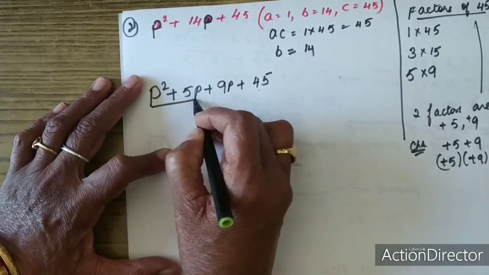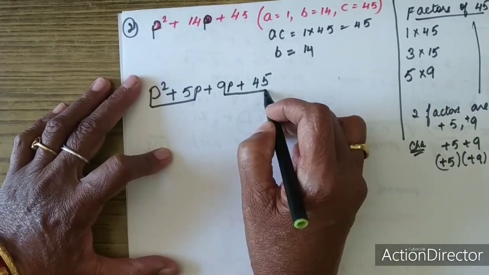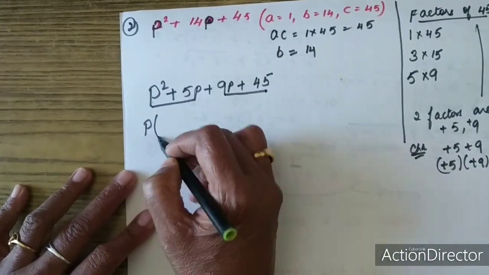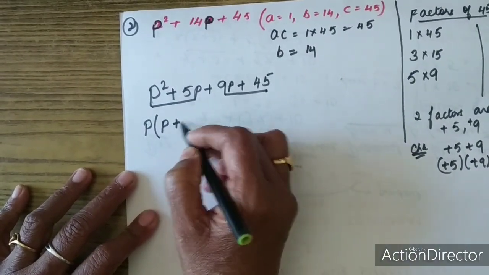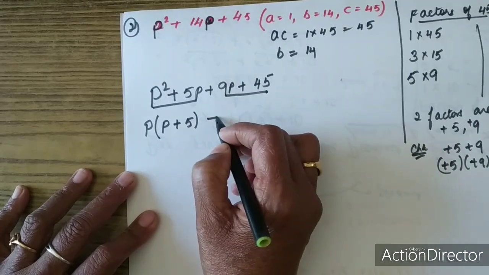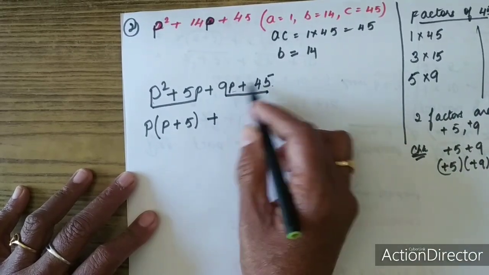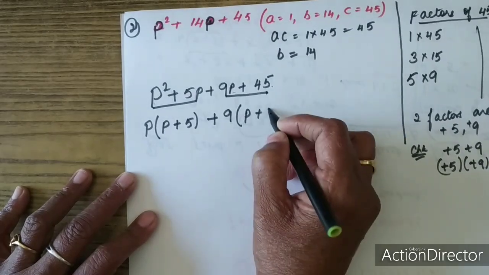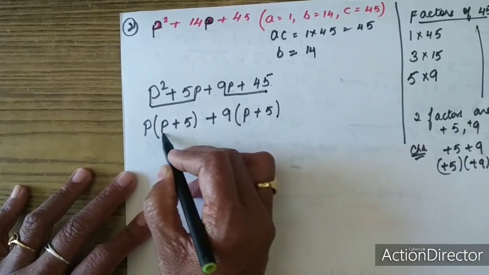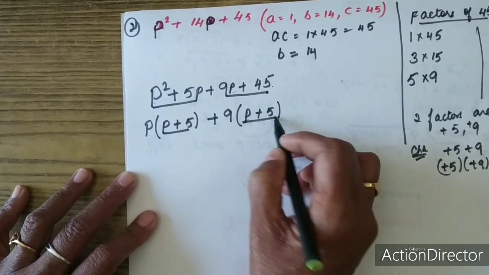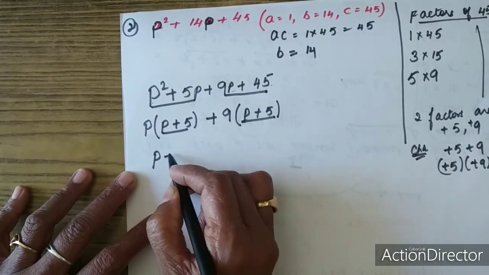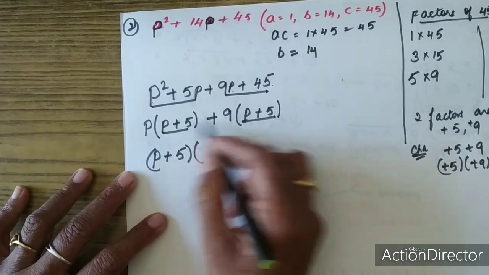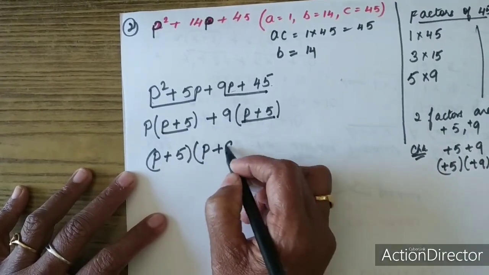After splitting, combine the first two terms and the last two terms. In the first two terms, p is the HCF. So in the second bracket, I will be getting p plus 5. Combining the last two terms, I am getting the HCF as 9. So inside the bracket, I am getting p plus 5. Again, I can see p plus 5 as a common factor. Take it out. P plus 5 in the first bracket, and in the second bracket, p plus 9.